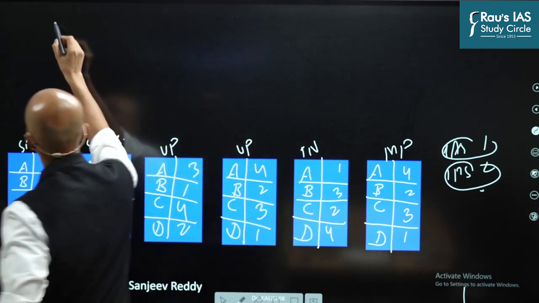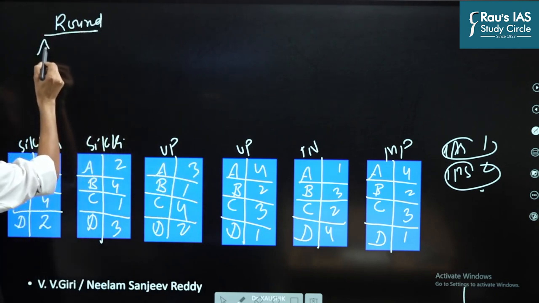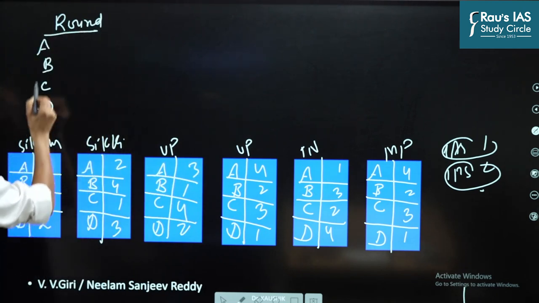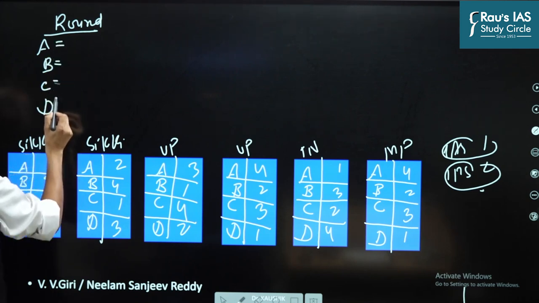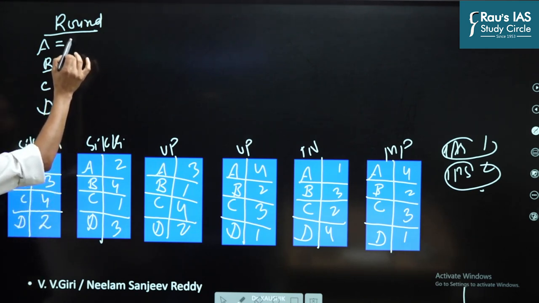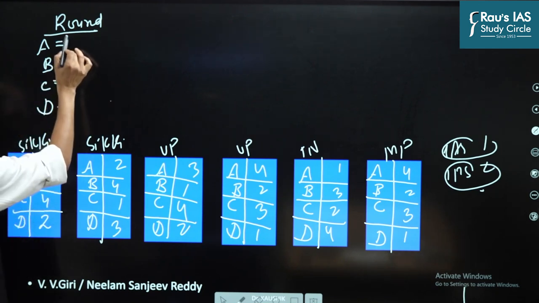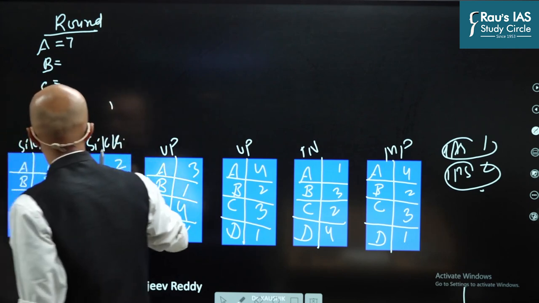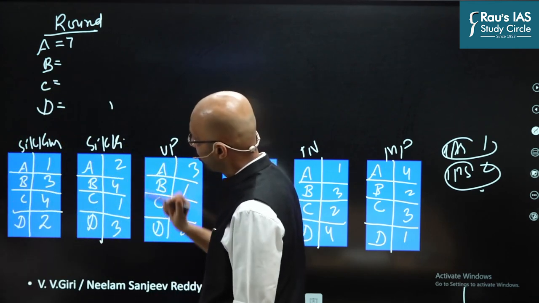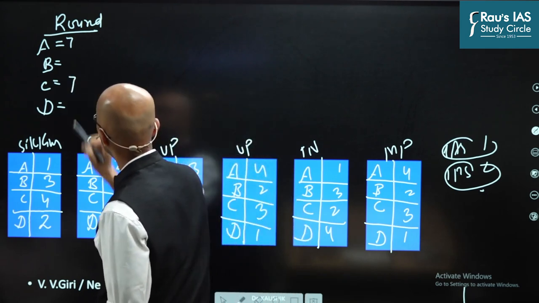So round number one, round one of counting. So A, B, C and D is equal to. So I open this first ballot paper. I see who has got the first choice, A. So first vote goes to A. And should I write here 1? No. How much? 7 is the value. So I will write here 7. Second, whose vote? Sikkim again. And who has got this vote? C. So C also gets 7.